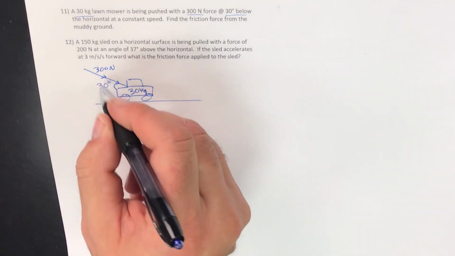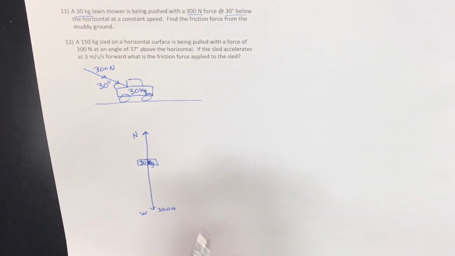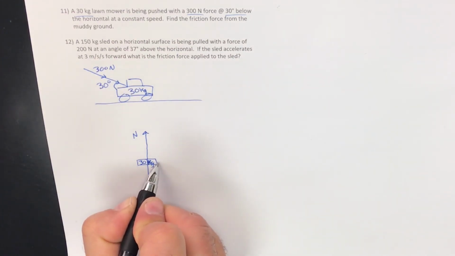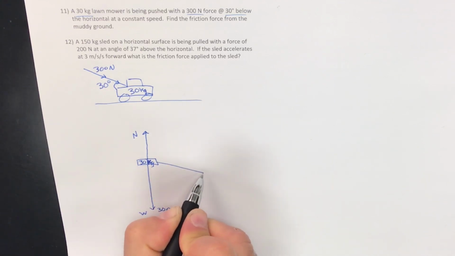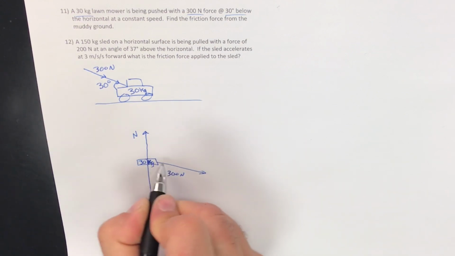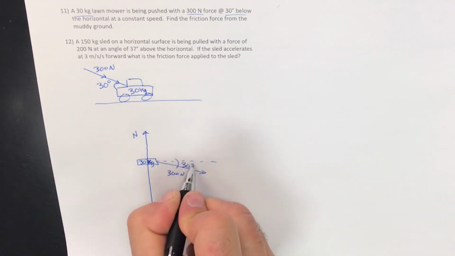This thing right here is pushing partially down. So the normal force is not 300 newtons, the weight on that one. Now, 30 degrees below the horizontal. We tend to draw the forces on the free body diagrams from the object outward, so they look like that. This is a 300 newton force, and it is at 30 degrees below the horizontal.